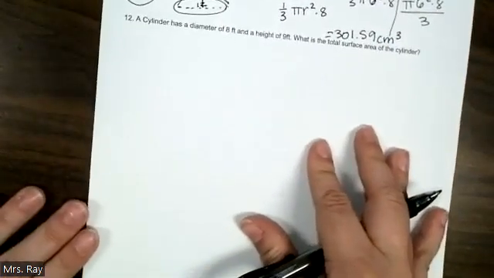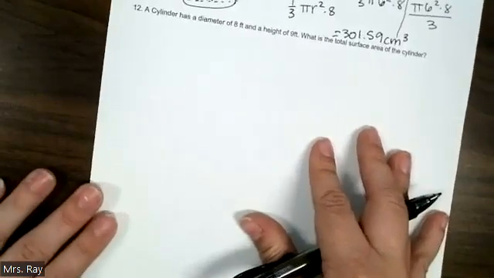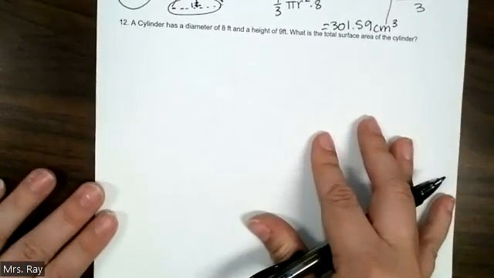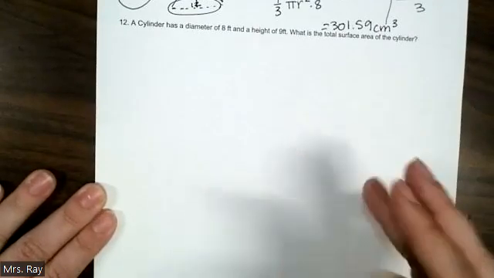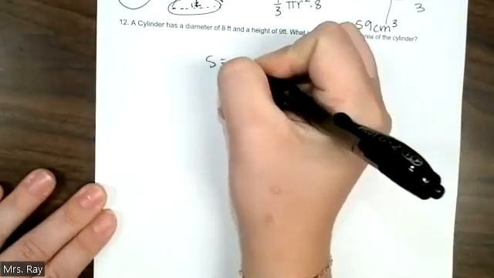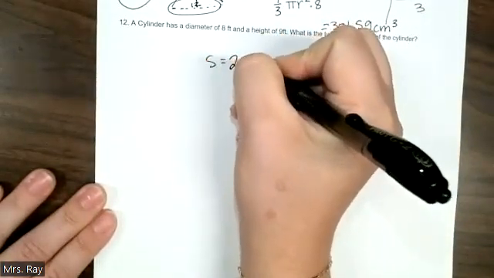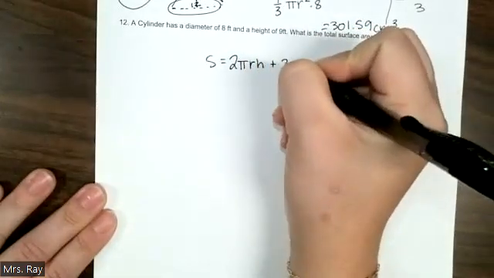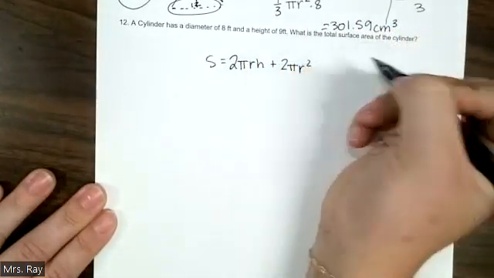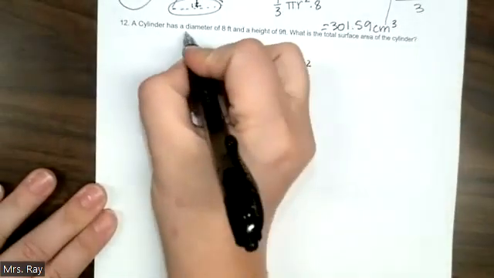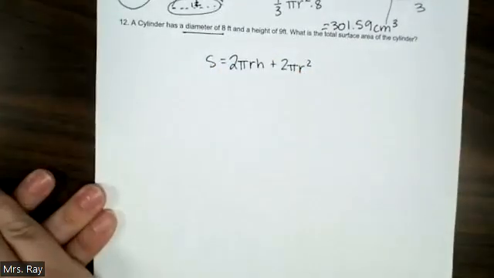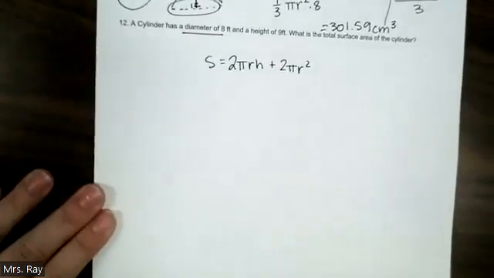Last problem, number 12. A cylinder has a diameter of 8 feet and a height of 9 feet. What is the total surface area of the cylinder? So we're going to go to that handy dandy star formula chart, find total surface area. And total surface area of a cylinder is 2 pi RH plus 2 pi r squared. So R stands for radius. If I don't have the radius, I have the diameter. We just talked about how you can use, oh gosh, it went out of focus.